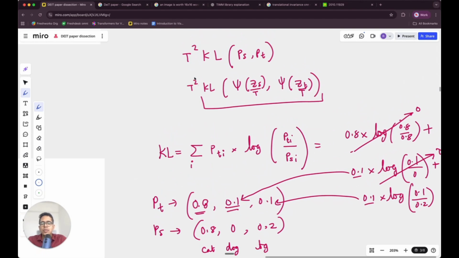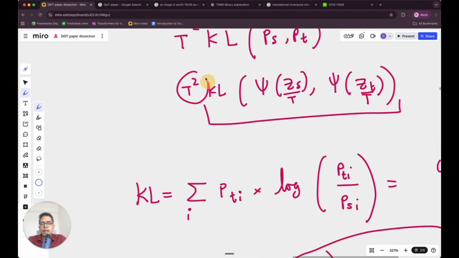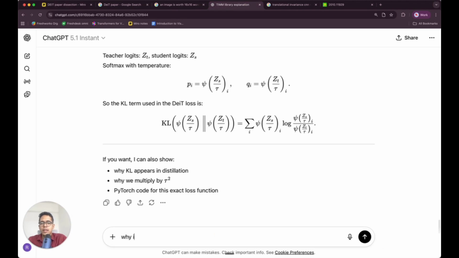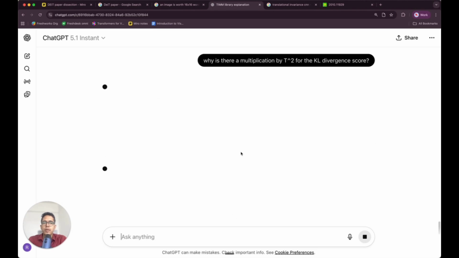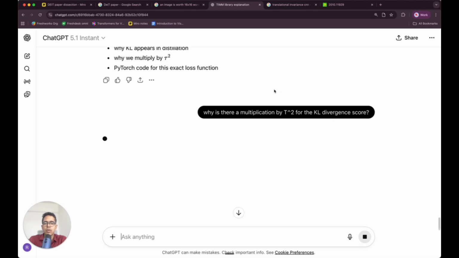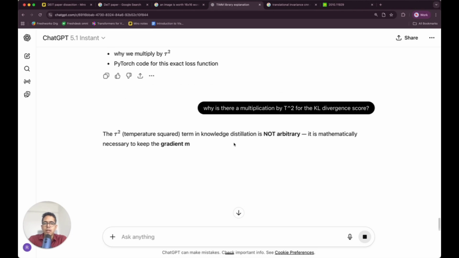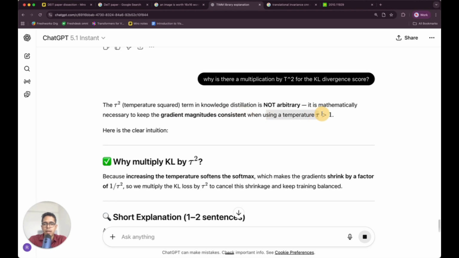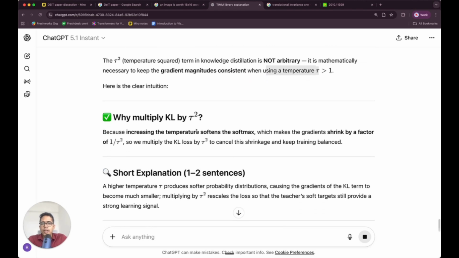And one additional thing is you are multiplying the KL divergence score by T square. Let's ask ChatGPT why this T square multiplication is there. Why is there a multiplication by T square for the KL divergence score? It must be because we are normalizing, we are dividing by temperature in the softmax score, but let's see the reason. It's not arbitrary. It's mathematically necessary to keep gradient magnitude consistent when using temperature greater than 1.